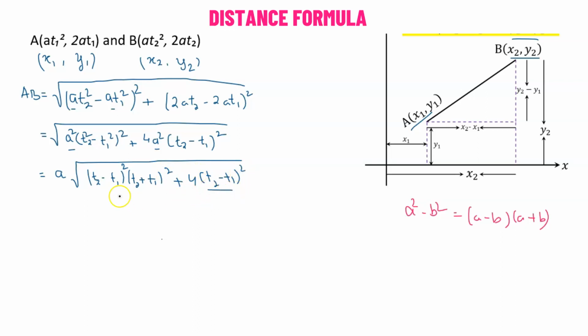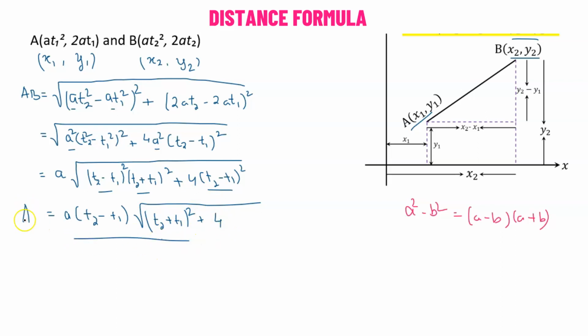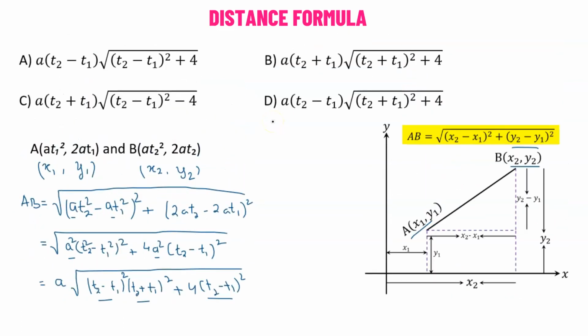Now we can pull out (t2 minus t1) squared as the common factor, and we can pull it out of the square root. So it will become a times (t2 minus t1). So the square goes away. Now this will be multiplied to the square root of, so for the first term we are left with (t2 plus t1) whole squared, added to the second term. For the second term we are left with only 4. So this is the final value, or we can say the distance between the 2 points A and B, and this corresponds to option D. That's the correct answer.